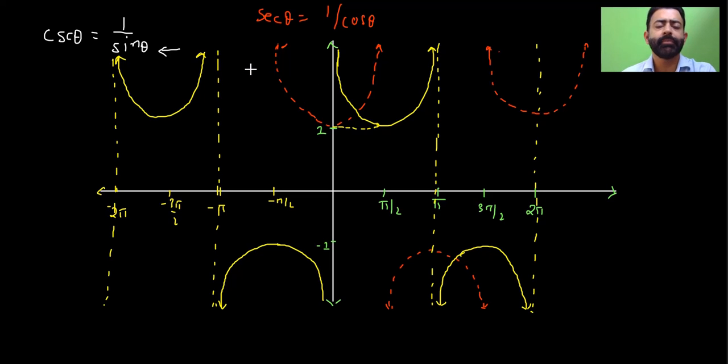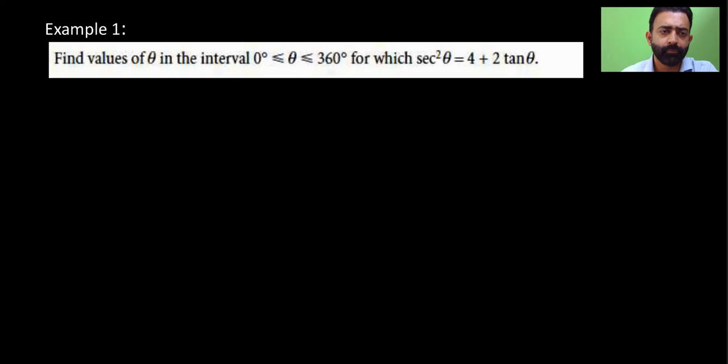Now let us take some example on what kind of question will come under whatever is in your syllabus. So let us see. We have to find the values of theta in the interval 0 to 360 degrees, for which sec squared theta is equal to 4 plus 2 tan theta.